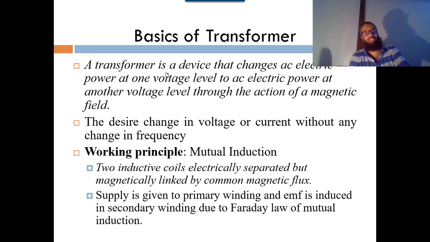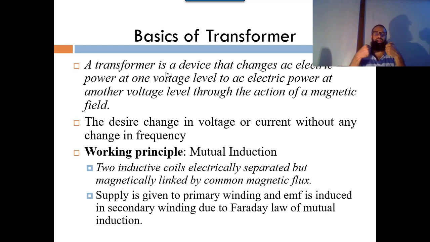By definition, we can say that a transformer is a device that changes AC electric power at one voltage level to AC electric power at another voltage level through the action of a magnetic field. But practically, a transformer is a two-sided device. One is the primary side and the second one is the secondary side.